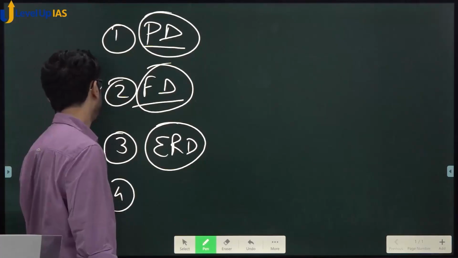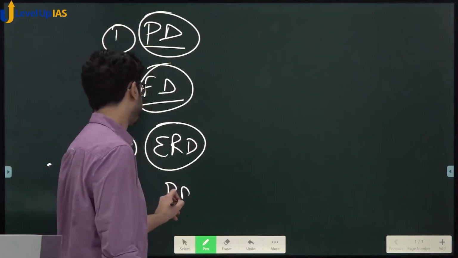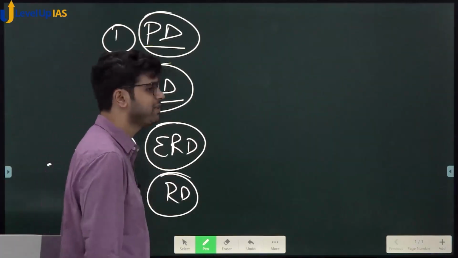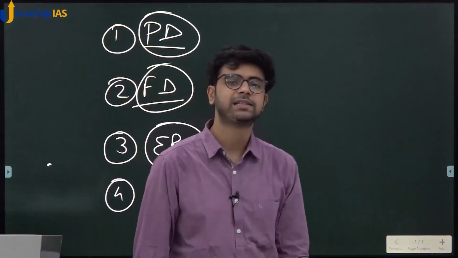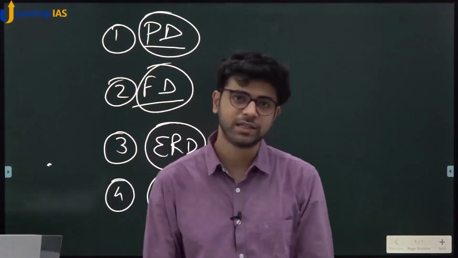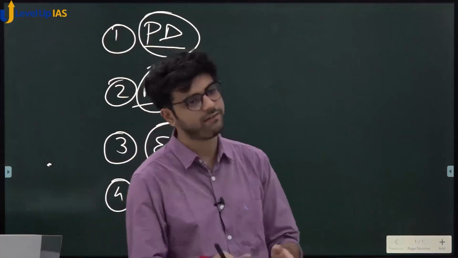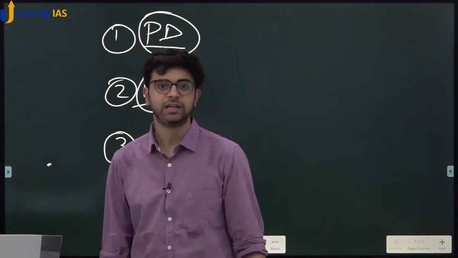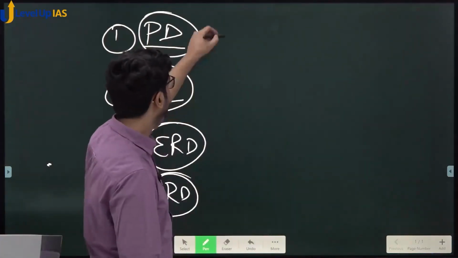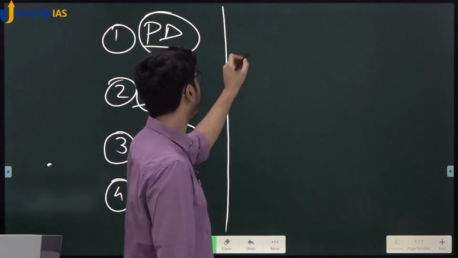What was the fourth deficit which we learned? Revenue deficit. What do we mean by revenue deficit? Revenue deficit is nothing but the excess of revenue expenditure over revenue receipts, which is revenue expenses minus revenue receipts. Done. We also learned one more kind of deficit, something called a monetized deficit.